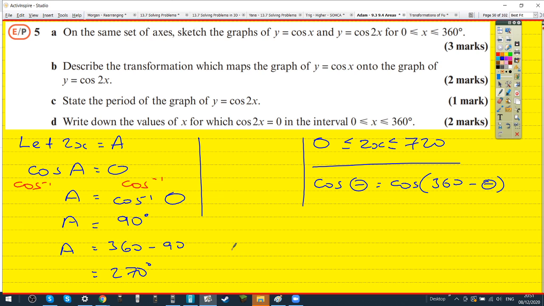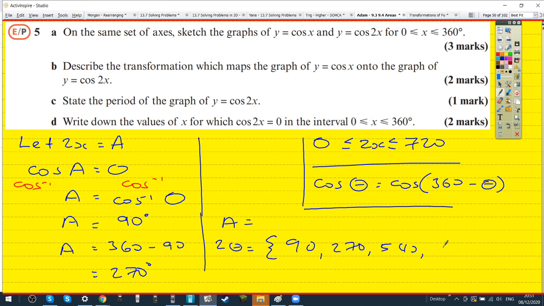Okay, how can we get additional solutions, do you know? Could you minus 90 from 270? You can add 360 to both of those answers. So 90 plus 360 is 450. Would that be an answer? Yeah. And then 270 plus 360 gives you 630. Okay, and so we get 90, 270, 450, and 630. So that's what a is equal to, which was 2 theta.